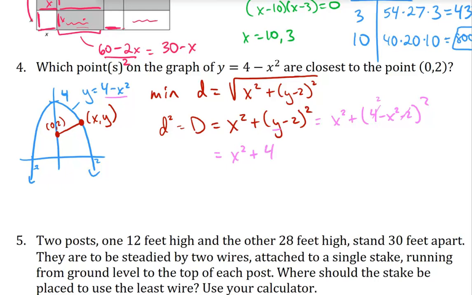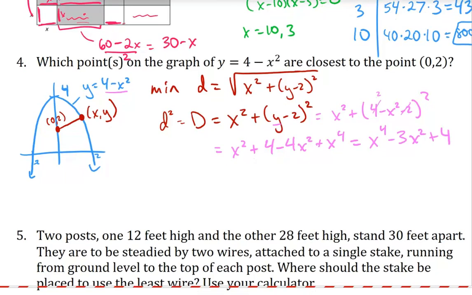2 squared is going to be 4, and then minus 4x squared and plus x to the 4th, which, once all the like terms are combined, is x to the 4th minus 3x squared plus 4. So that's my new square of the distance formula. Now I'm doing the calculus part, which is the candidate test.